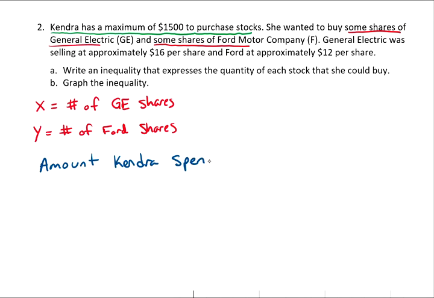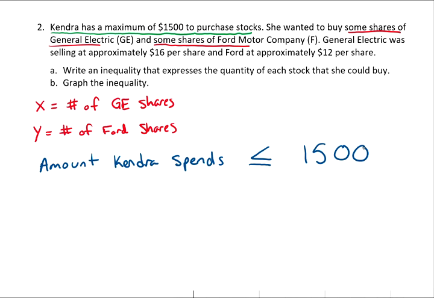So we could say the amount that Kendra spends could be equal to $1,500. She could spend the whole $1,500, or she could spend less. But she has a maximum of $1,500. She cannot go over $1,500. So the amount she spends has to be either less than or equal to $1,500.